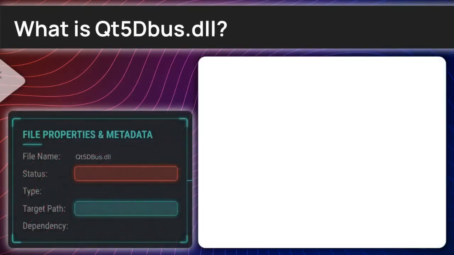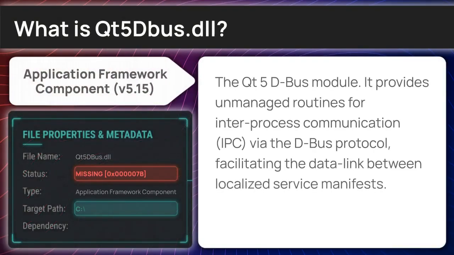This is the Qt5DBus module. It provides unmanaged routines for inter-process communication, IPC, via the DBus protocol, facilitating the data link between localized service manifests.